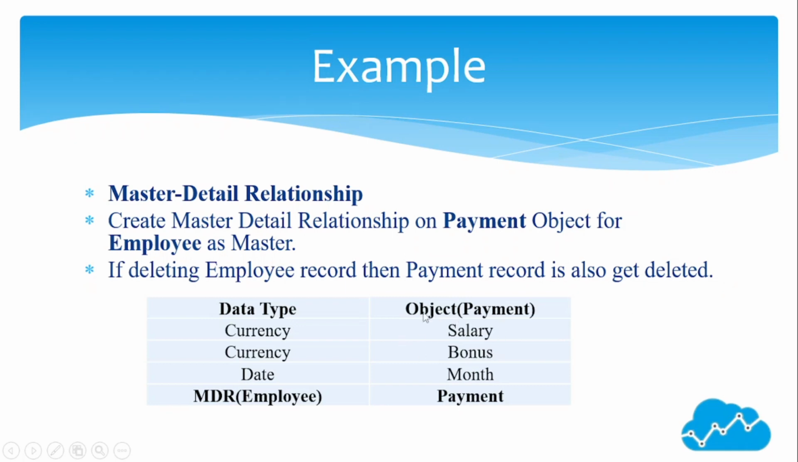So for the object payment, for the salary field we are taking the data type currency. For bonus, again taking the data type currency. For the month, it's date data type. And for payment, we are creating master detail relationship with employee.